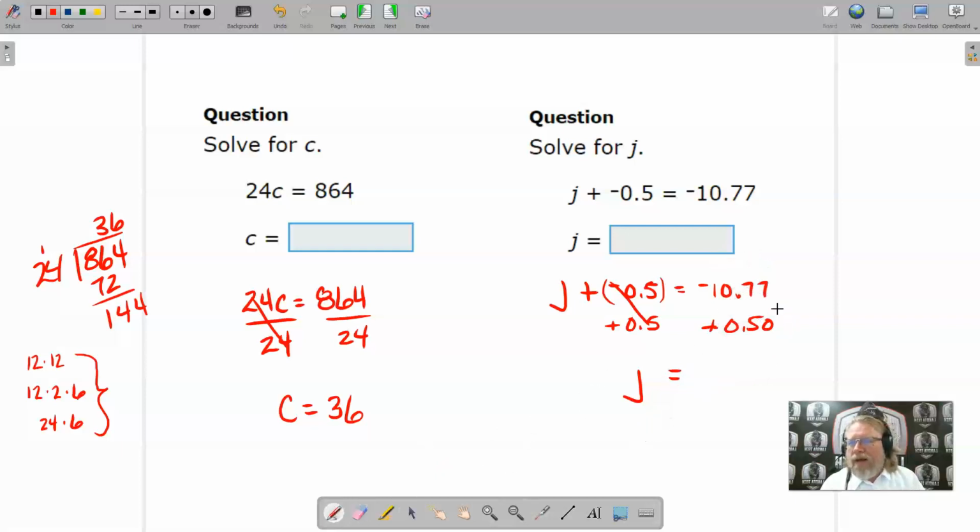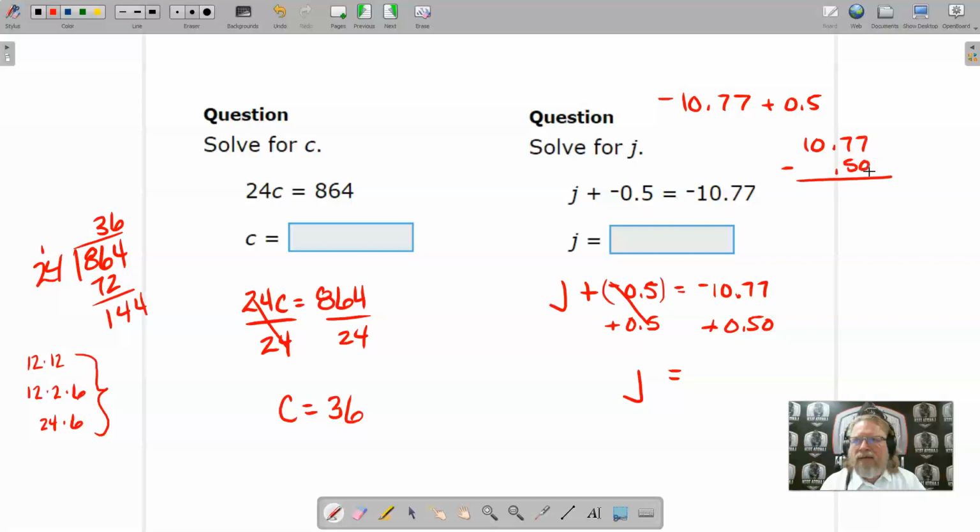So what we have to do here is, let's look at it this way. Negative 10. Now, if I type that in the calculator, it would be just fine. But let's do this here. Negative 10.77, and we're going to add 0.5. So we are adding a negative and a positive value, correct? So we're actually going to have to do subtraction. So we would want 10.77 minus the 0.5. So we're going to subtract.